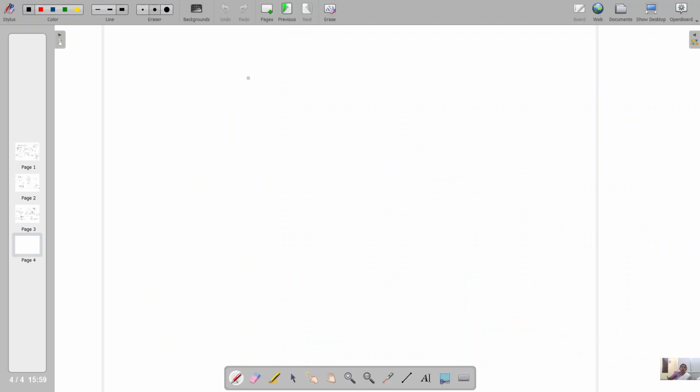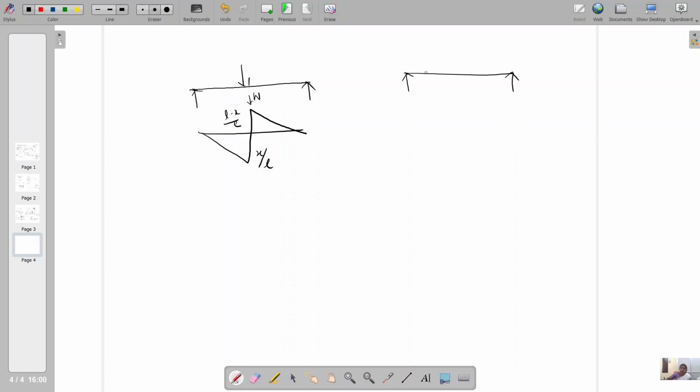This ordinate into load applies only when a point load is on the span. When the point load is acting on the span, we can draw the shear force variation like this, and we can represent the ordinates x by L and L minus x by L, and we can superimpose the load wherever we want, and we can multiply W into L minus x by L to get RA and W into x by L to get RB.